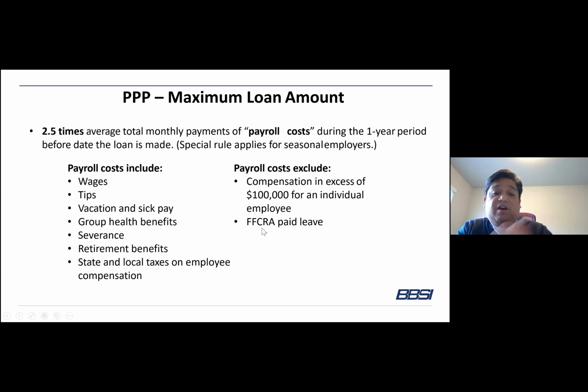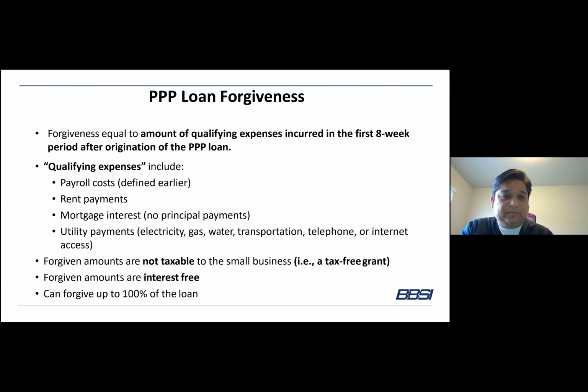Any FFCRA paid leave that you are taking advantage of, which goes into effect as of April 1st, depending on when you apply, would not be included in the calculation of this loan. It just means that they're not going to give you money twice for the same thing. And I think that also applies in the 1099 case. If folks are working on a 1099, you have to pay attention to not receiving benefits twice in that category.